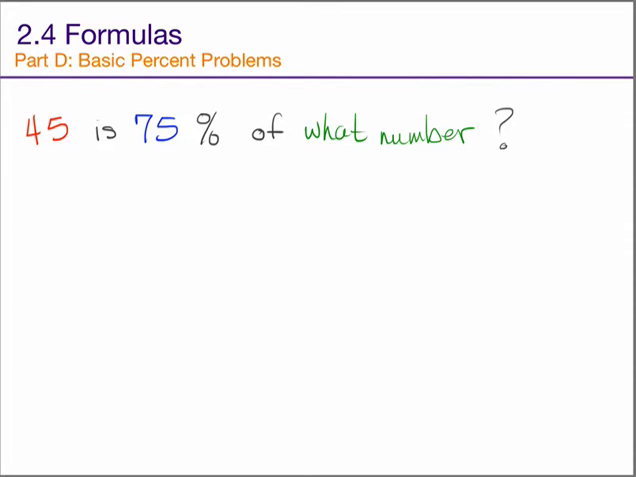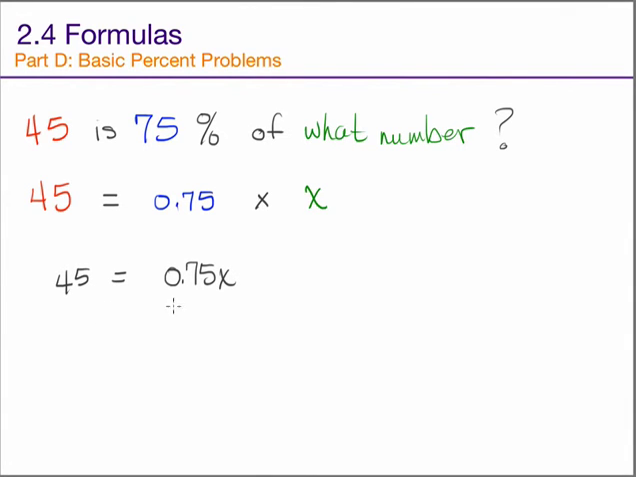Here's another one. Translating this into a mathematical equation gives me 45 means equals. 75% is 0.75 when it's written as a decimal. Of means times. And what number? That's clearly our unknown, so let's call it x. Now once again, I have 0.75 times x, or 0.75x, and that's equal to 45.